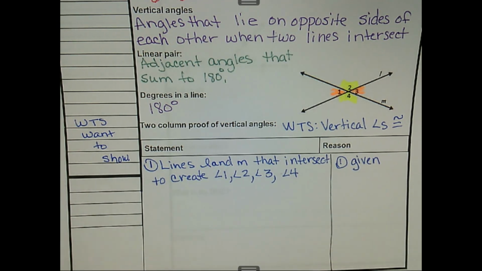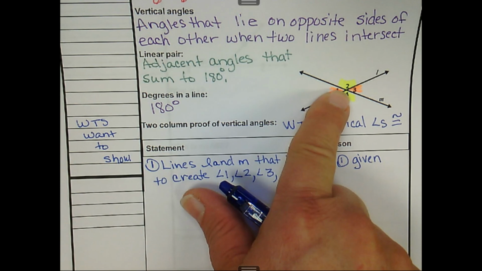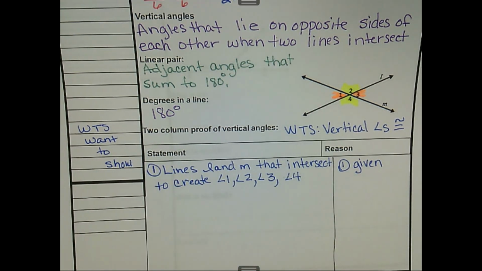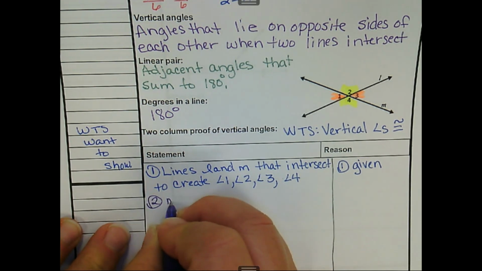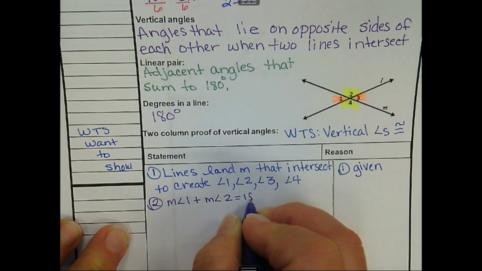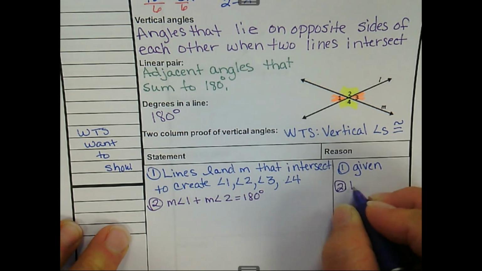Okay, now let's look at the angles. What do we know about lines? Well, we've got 180 degrees. What do we know about the angles? Well, the angles are linear pairs. And a linear pair means they add up to how many degrees? 180. So the next statement will be that the measure of angle 1 plus the measure of angle 2 will equal 180 degrees. They are a linear pair.